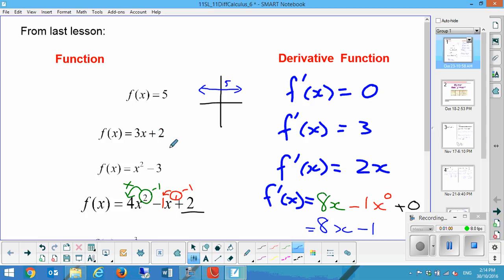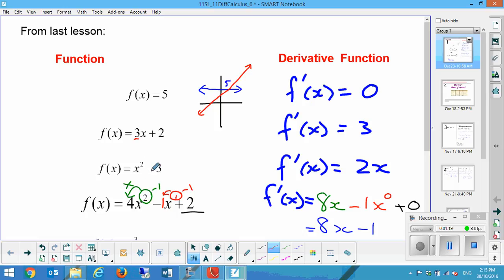In this case here, where we had 3x plus 2, I'll draw it on the same graph, we've got a straight line. So anywhere along that straight line, probably not quite to scale, anywhere along there, the gradient is 3. It's constant throughout it, so our derivative function was 3.